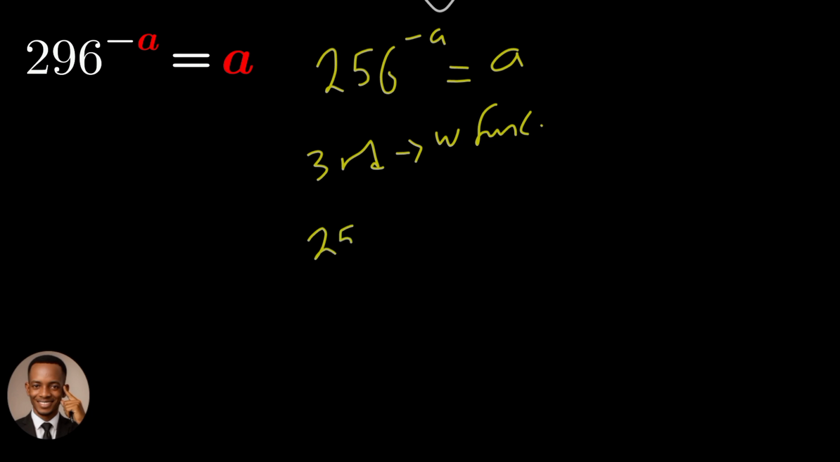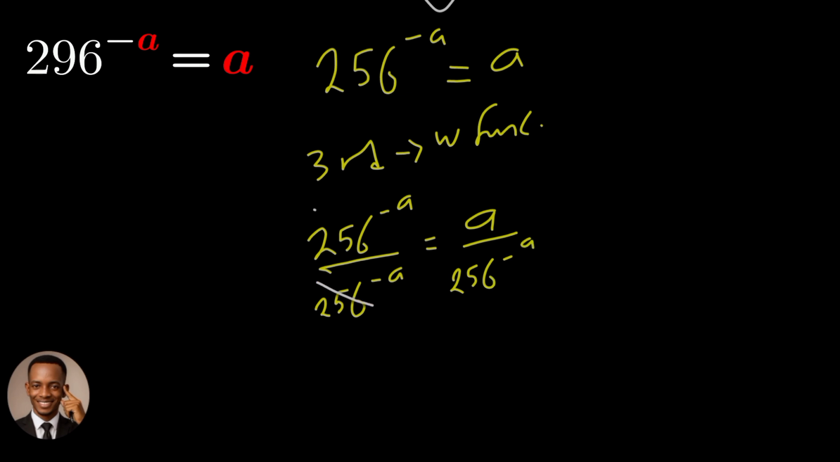So we have 256 to the power of negative a divided by 256 to the power of negative a equals a divided by 256 to the power of negative a. 256 cancels this, then we'll be left with 1 equals, according to the law of indices, this one can be converted to a negative power and it multiplies this negative power to become positive. So we have this as a times 256 to the power of a.